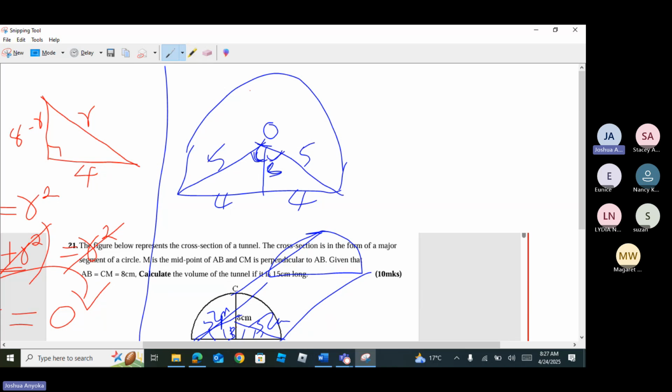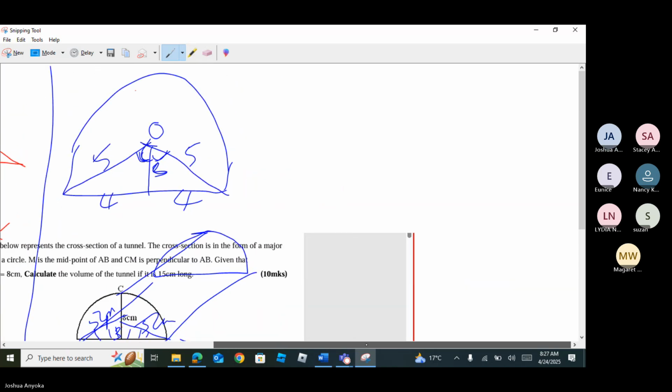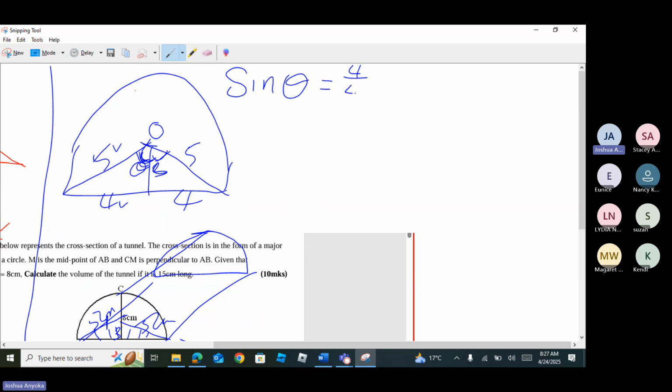Which angle is here? If we use trigonometry that we discussed yesterday, we want this angle theta. So for angle theta, 4 is opposite and 5 is hypotenuse. So we say sine theta is equal to opposite over hypotenuse. So theta will be equal to what?